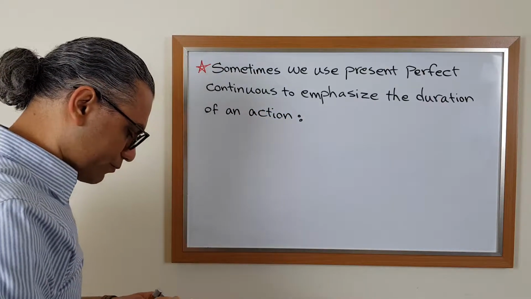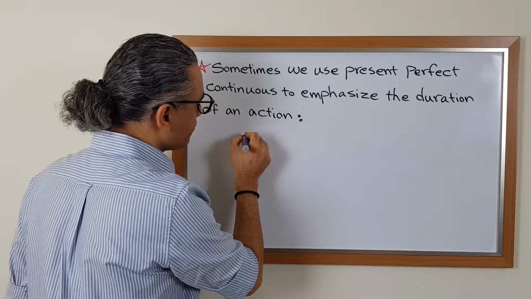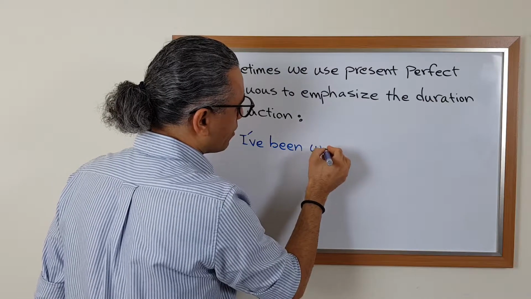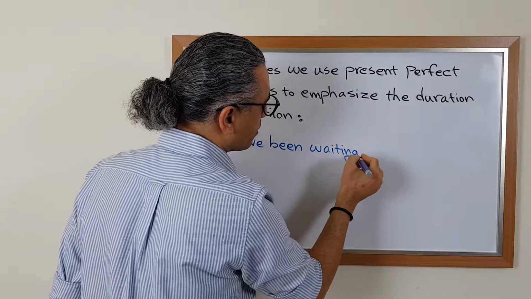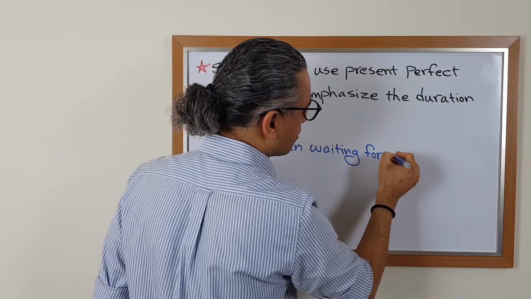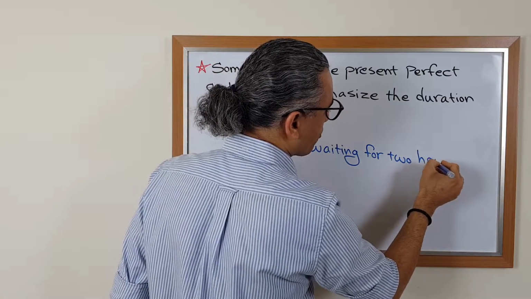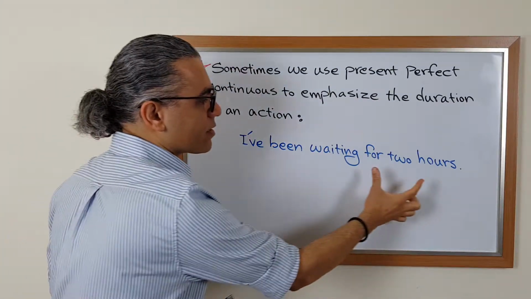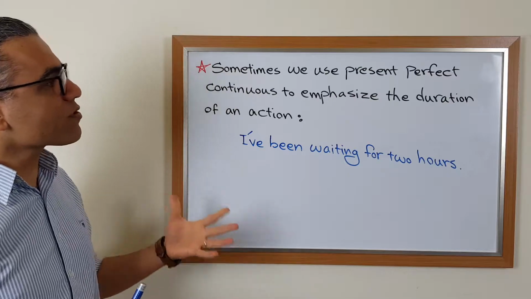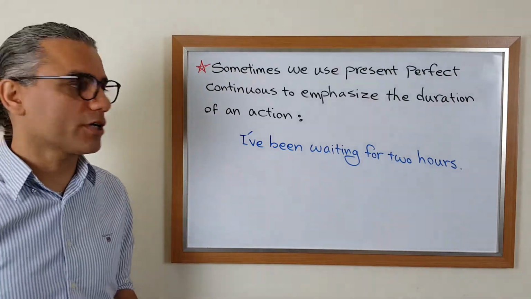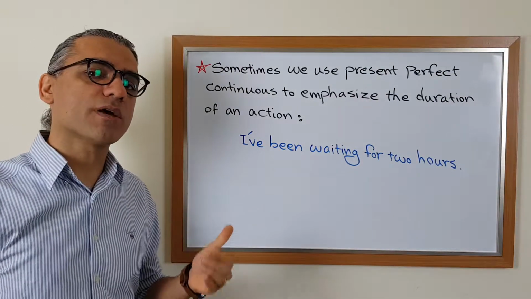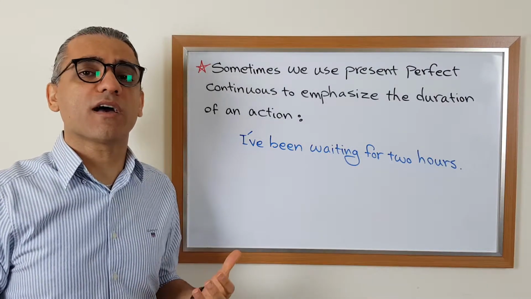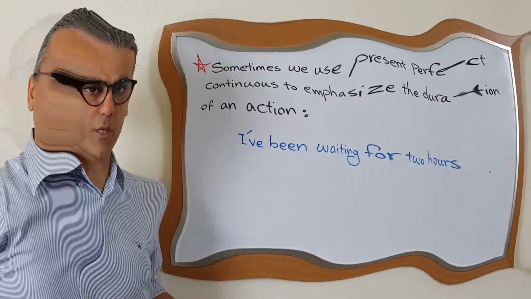What does that mean? We say, I've been waiting for 2 hours. The emphasis of this sentence is on this spot, for 2 hours. And we use, this is one of the functions of present perfect continuous, to emphasize the duration of an action. We say, I've been waiting for 2 hours in here, or I've been working all morning.